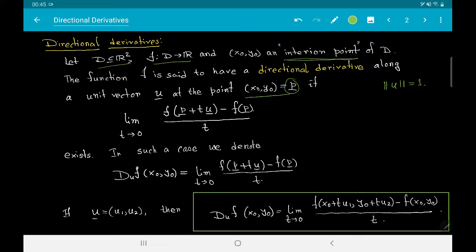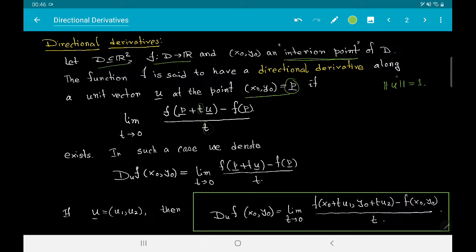So what is the limit? Just replace e1 or e2 by u in this case, and to keep the notation simple, instead of h and k I have written t here. So f of p plus t times u minus f of p, divided by t, and we take the limit as t tends to 0. If this limit exists, we say that f has a directional derivative along the direction of the unit vector u.